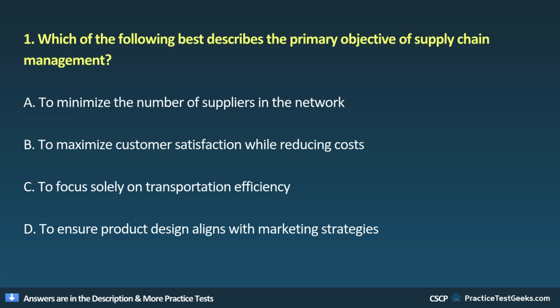1. Which of the following best describes the primary objective of supply chain management? A. To minimize the number of suppliers in the network. B. To maximize customer satisfaction while reducing costs. C. To focus solely on transportation efficiency. D. To ensure product design aligns with marketing strategies.